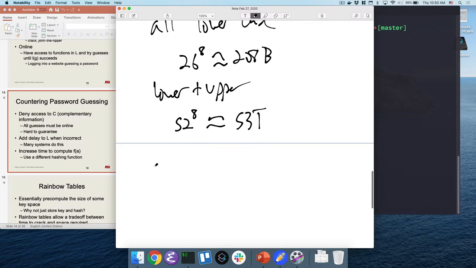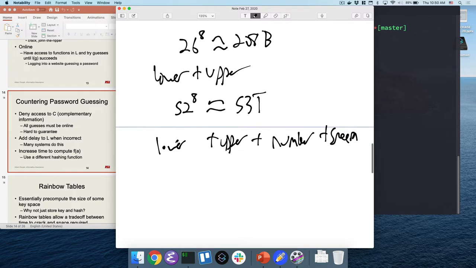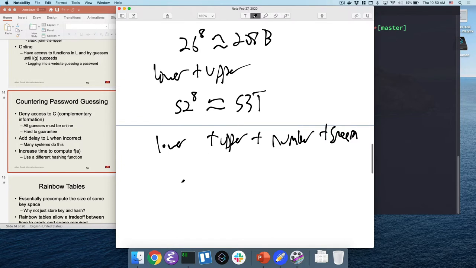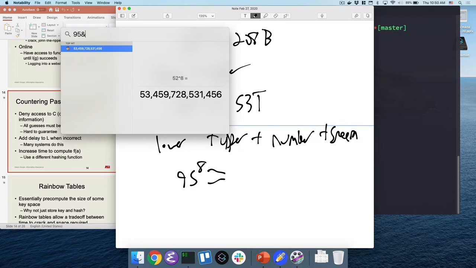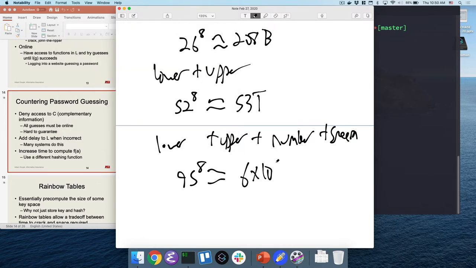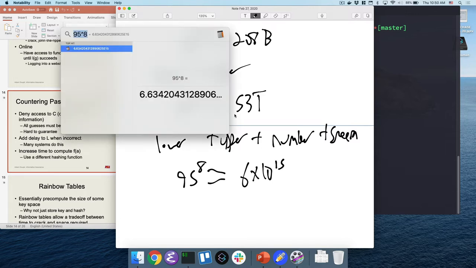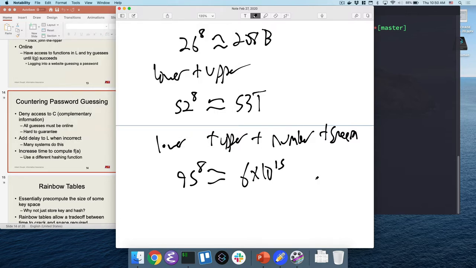And then if we do lower plus upper plus number plus special, what would that be? 95 to the 8th. I don't know, I'll look it up. It's 6.6 times 10 to the 15. Cool. So we can get actually a huge increase in the search space.